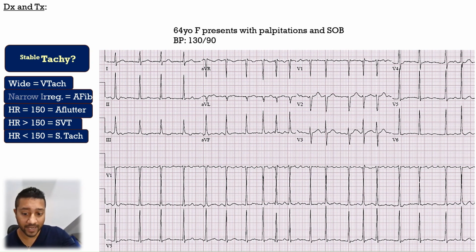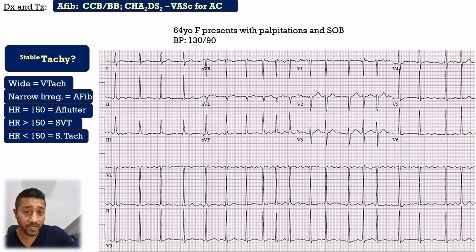So the next thing we're asking ourselves is, what are we doing for someone who is a stable AFib? Stable patients are usually medicated. So for that reason, we're going to go ahead and give the patient a calcium channel blocker or a beta blocker to help lower that heart rate, and then we're going to consider anticoagulation for this patient using CHA2DS2-VASc.